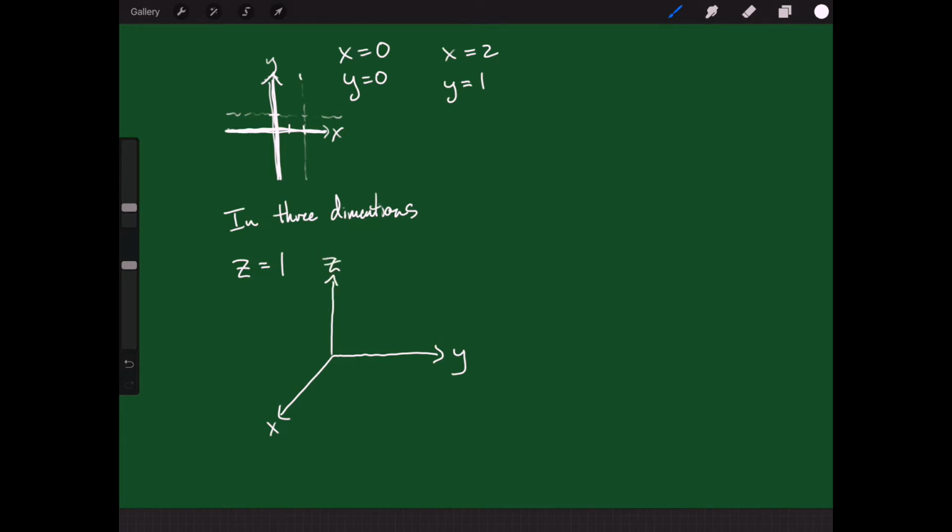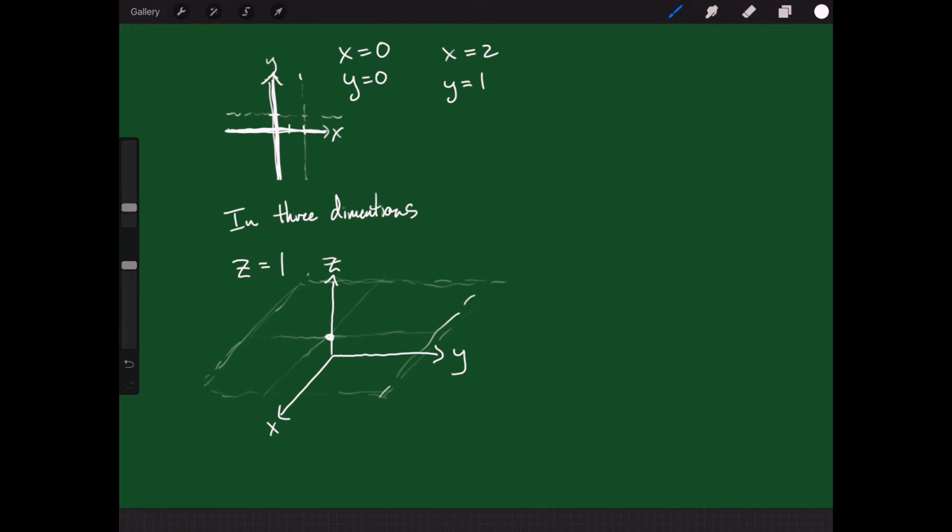Z goes upward. And now I'm talking about Z equals 1. So if I go up 1 in the Z direction, then I could think about a plane that is 1 above the XY plane in this case.